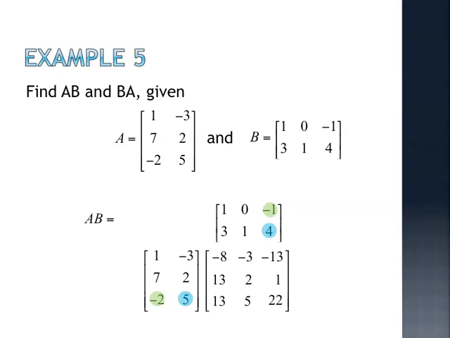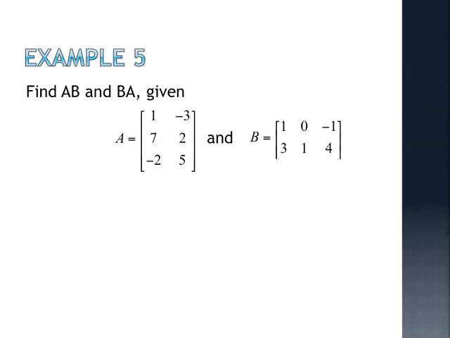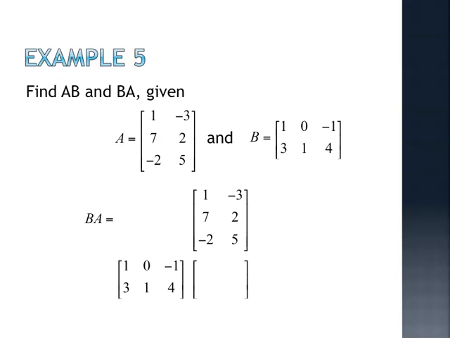Now you still have to find B times A. So now instead of writing A on the left and B up on top, we're going to switch, and we're going to write B on the left and A up on top. Now you'll notice that we are able to multiply this because the number of rows in B matches the number of columns in A. However, our resulting matrix is going to be a 2 by 2 matrix.